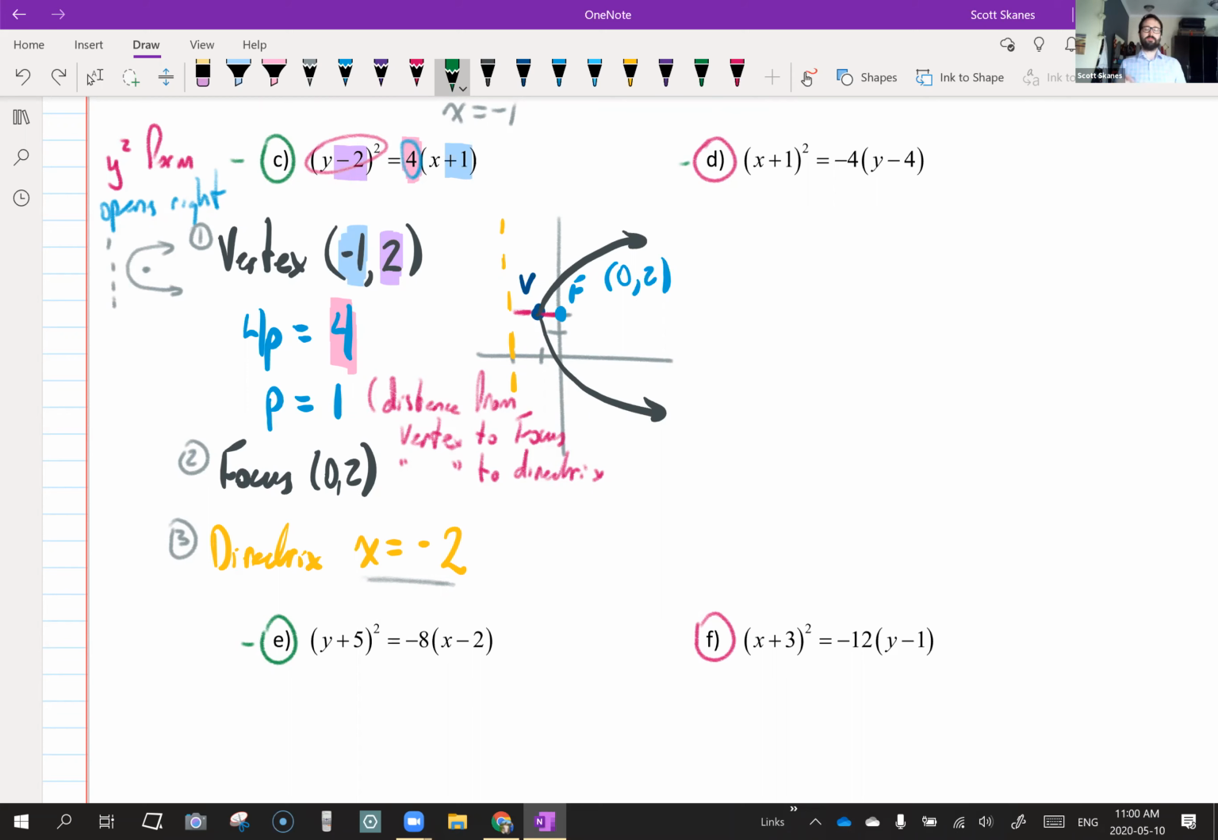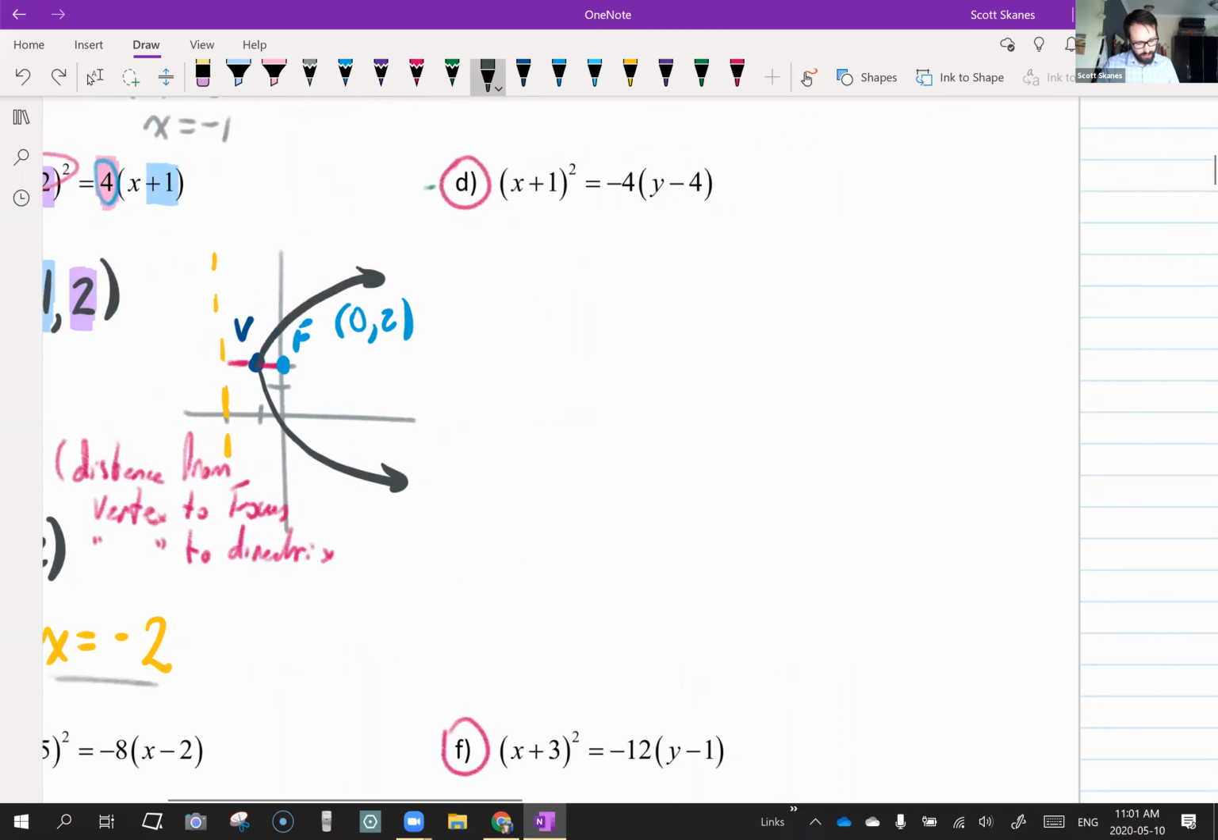The big picture. Tell me what form it is. Tell me if it opens left or right, up or down. Vertex. Once you have the vertex, you can get the p value after that to give you the focus and the directrix. So I'll follow those same steps. First things first. What form is this in? I'm looking at D now. I'm looking at this D.